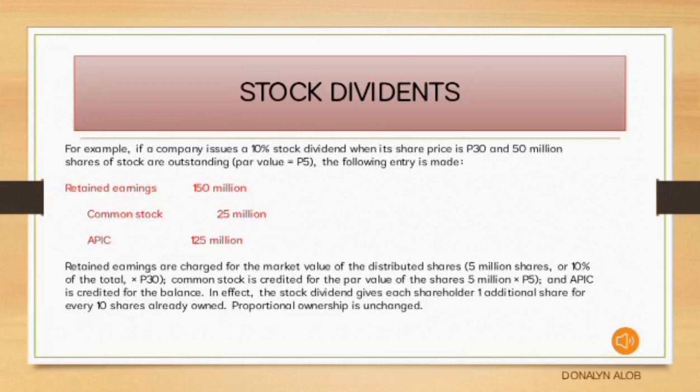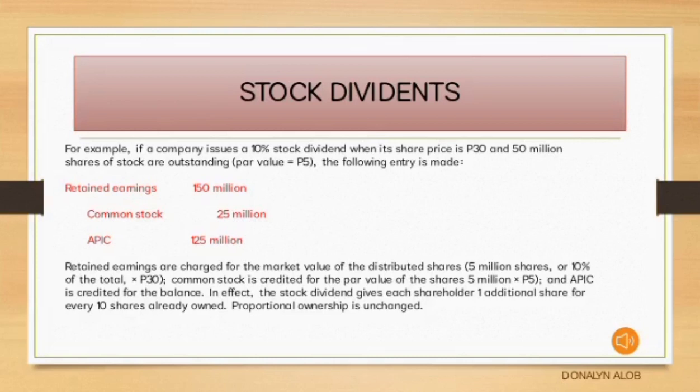For example, if a company issues a 10% stock dividend when its share price is 30 pesos and 50 million shares of stock are outstanding, with par value equal to 5 pesos, the following entry is made: retained earnings 150 million, common stock 25 million, additional paid in capital 125 million.